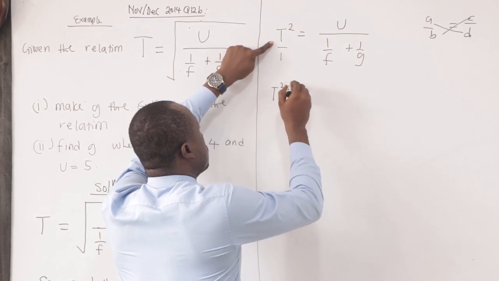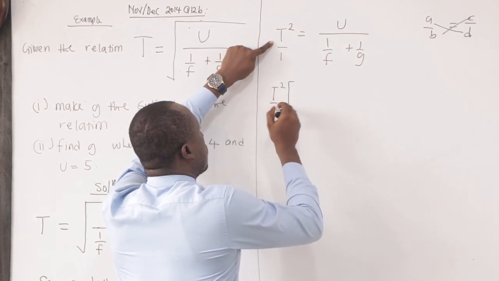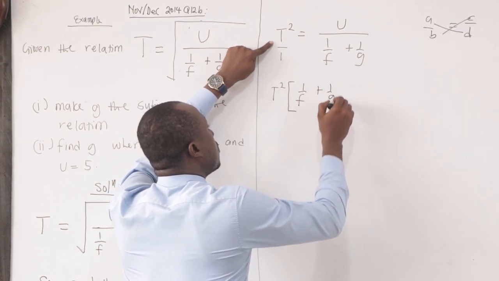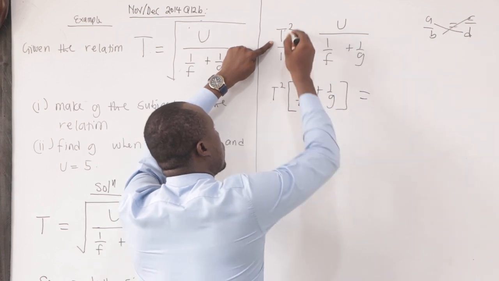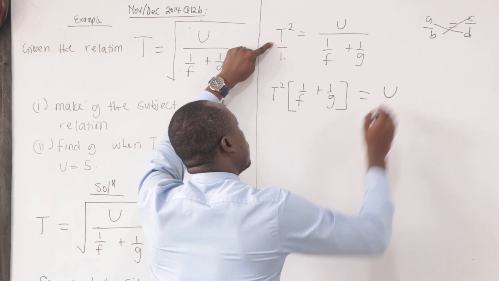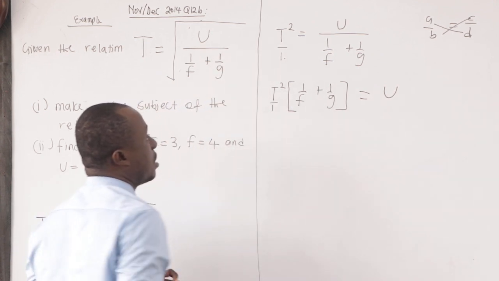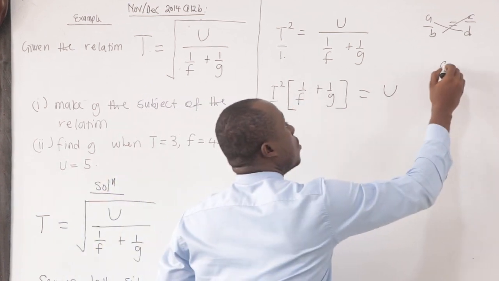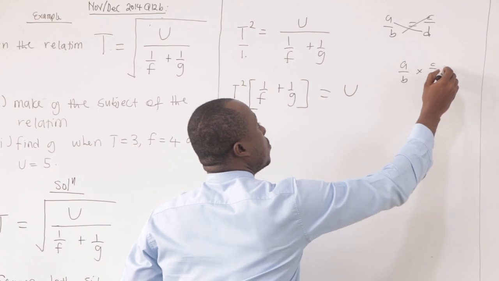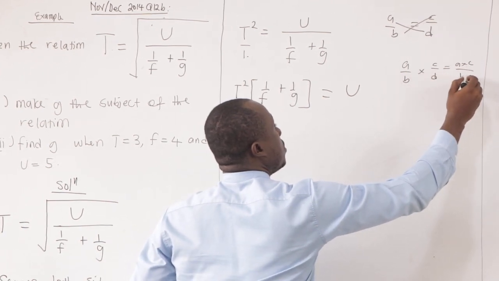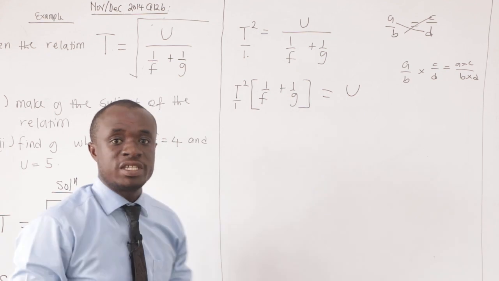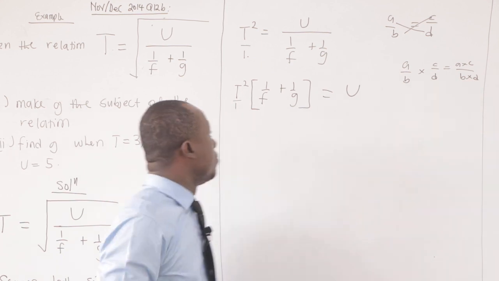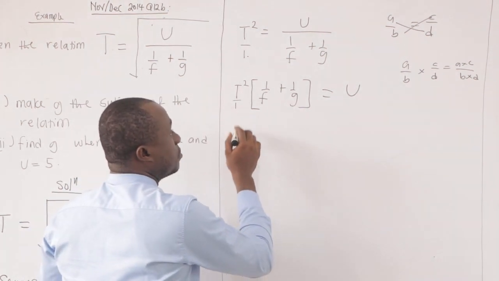So you can have t squared equal to 1, we have 1 over f plus 1 over j. The 1 will go and multiply this, so we have u, but this can be considered as over 1. Whenever we are multiplying, if you have a over b times c over d, we say a times c over b times d: numerator times numerator, denominator times denominator. So you can say ac over bd. So over here, you can multiply.